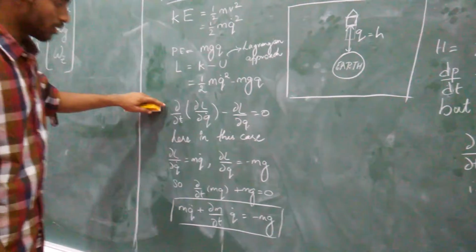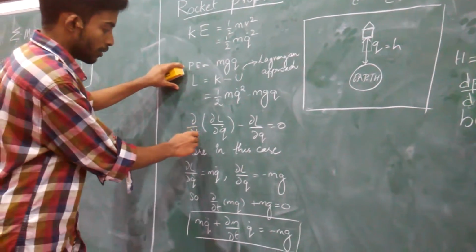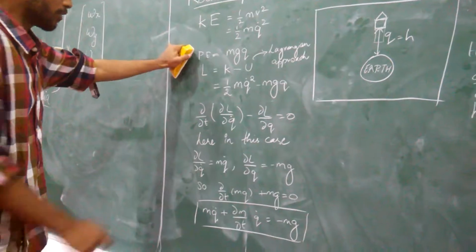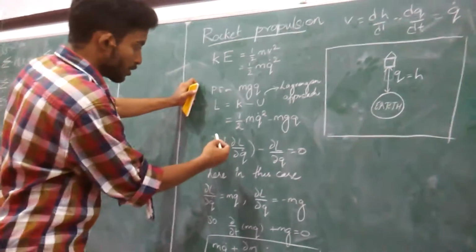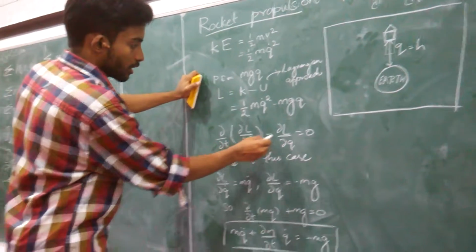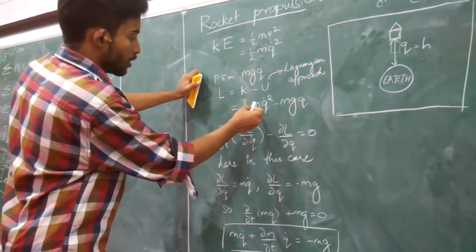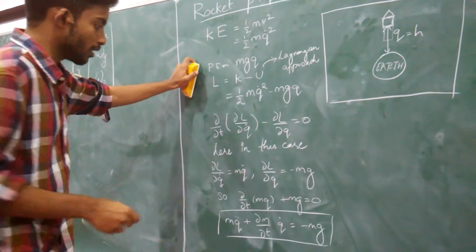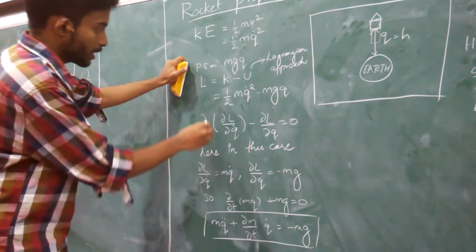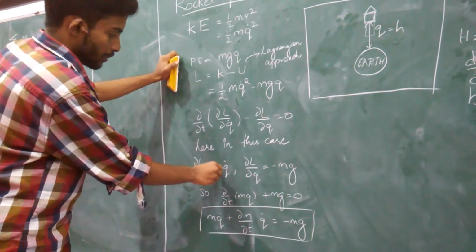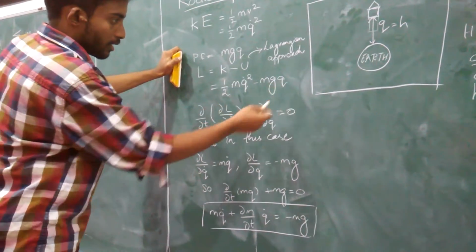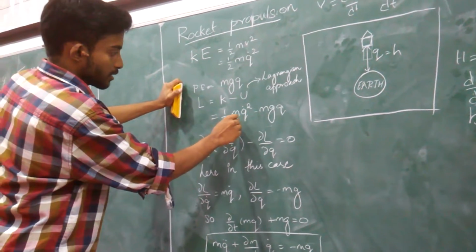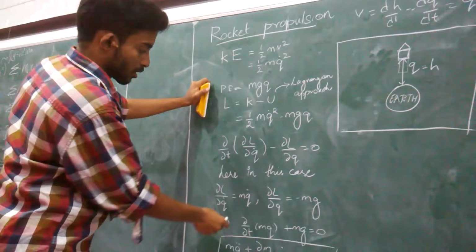Also, we know that the Lagrangian equation is dou by dou t of dou L by dou q dot minus dou L by dou q is equal to 0. From this equation, we can get dou L by dou q dot and dou L by dou q. Substituting those two terms, we get the final equation of motion for the rocket. We get dou L by dou q dot is equal to mq dot, as on differentiating with q dot, the 2 gets cancelled, and we are left with mq dot.